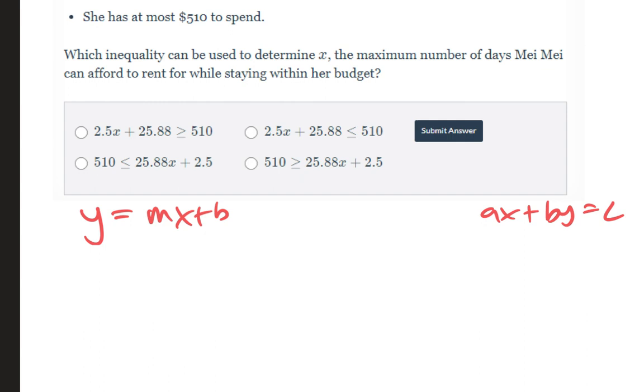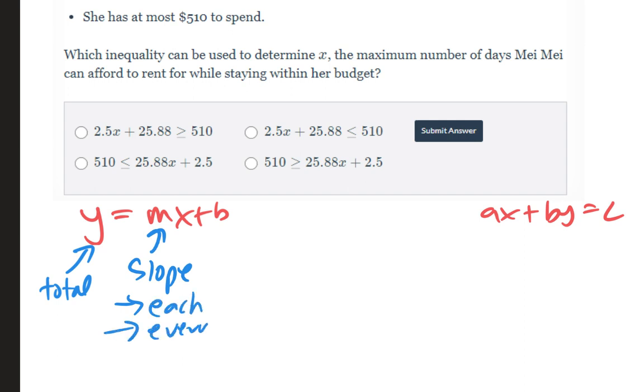The first thing is y. Y is always the total, and that's the one that we see by itself. That should make sense. Then we have m, x, and b. M represents the slope. These are key words you can see for slope: each, every, or per. When you see those in front of a variable, then you know that's the slope.